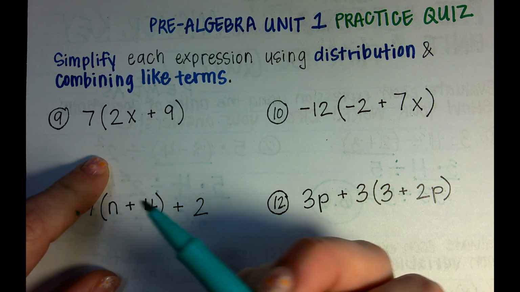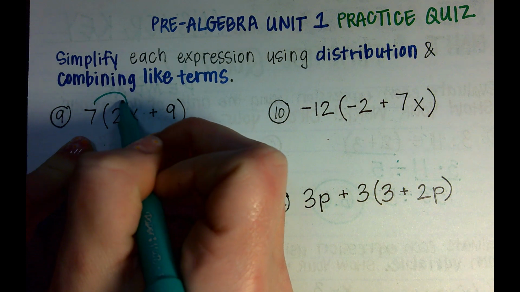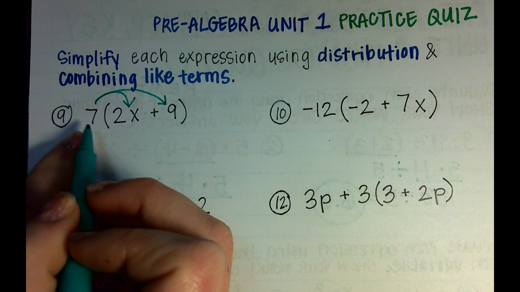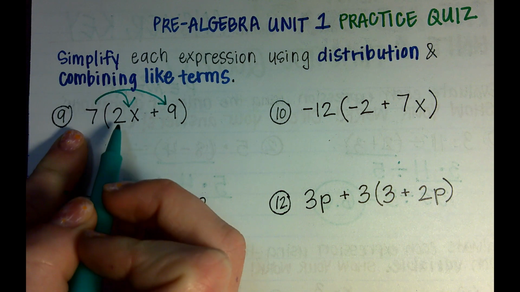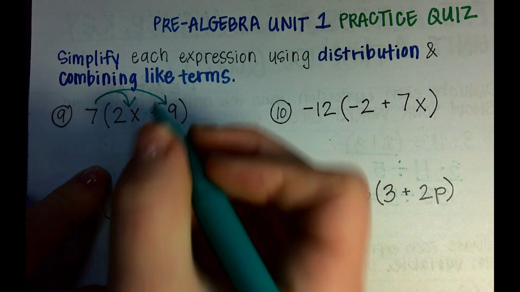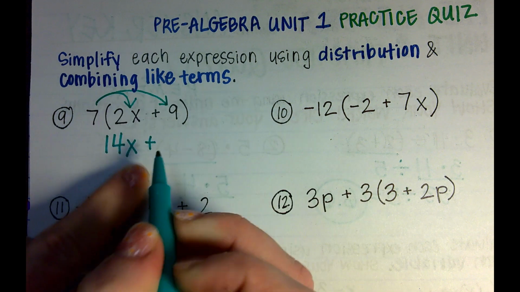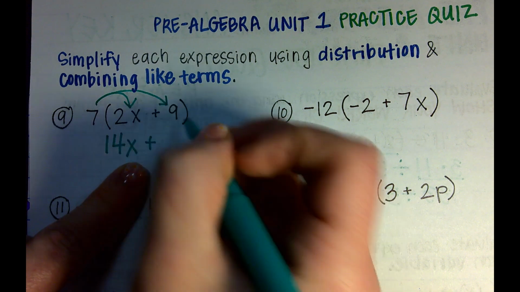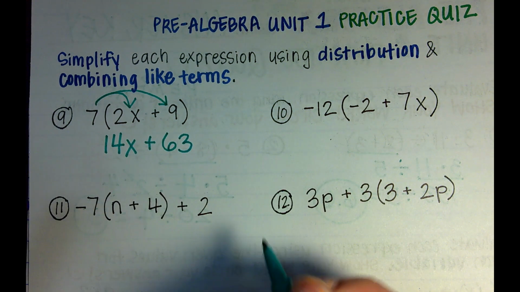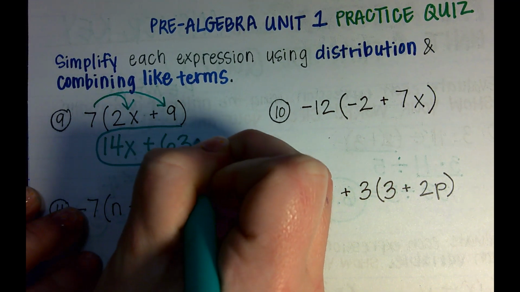So whenever I have, for example, in number 9, 7 times parentheses, 2x plus 9. You say 14x. Yes. First, I'm going to draw my arrows to show that I am taking 7 times both of these. 7 times 2x is, you are correct, Jean, 14x. Plus 7 times 9, that's 63. Perfect. So that's all you're doing, 7 times 2x, and then 7 times 9.